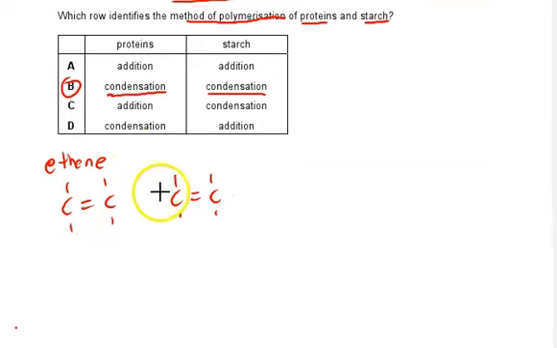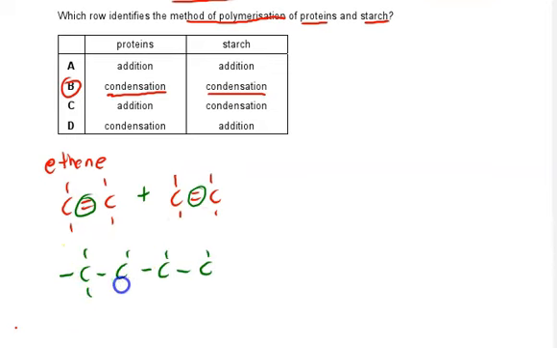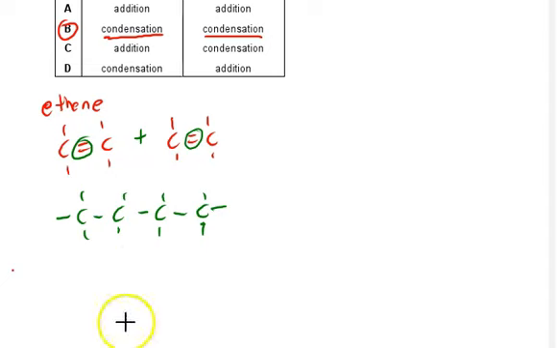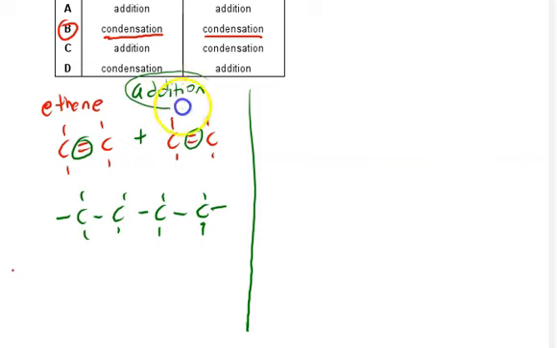Now, when they add on, what happens is they'll break the bond, and you will form a chain of ethene. This is what we call polyethene. So this form, we call it an addition process, addition polymerization.